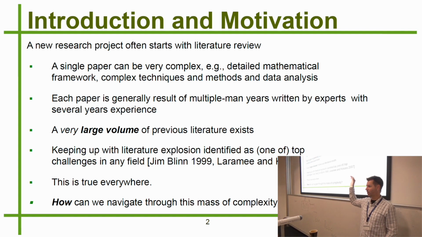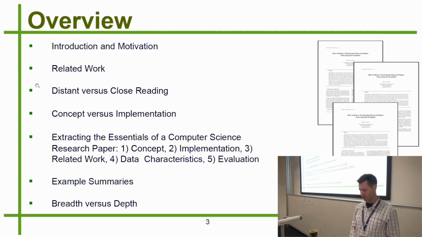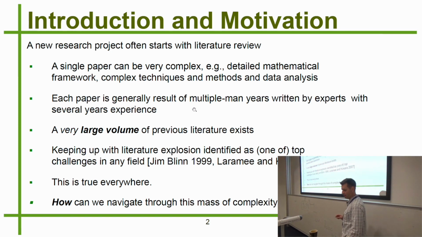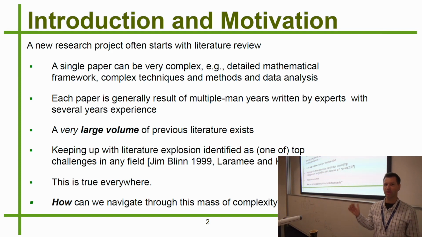Yes. They're complicated, right? A single paper can be very complicated. It might have a detailed mathematical framework. It might have complicated algorithms and techniques, complicated data analysis. Each paper is generally the result of multiple man-years written by experts. So you see a list of authors on the paper. Usually they have put at least a year each into that paper. A year into 8 to 10 pages, right? And that's a minimum. It might be 2 years, it might be 3 years. Like 3 people putting 3 years into a paper, not very uncommon. That's 9 man-years of effort put into this paper.